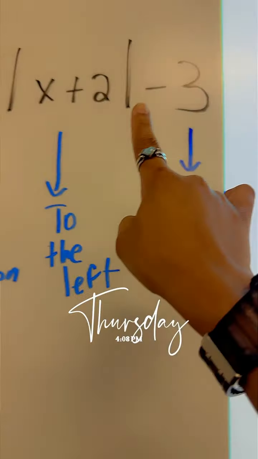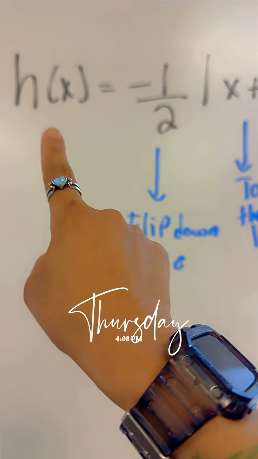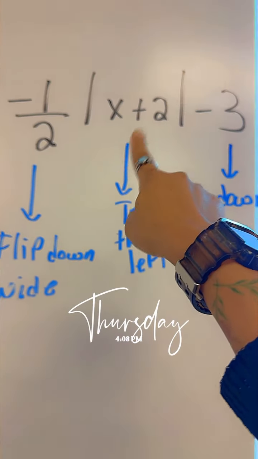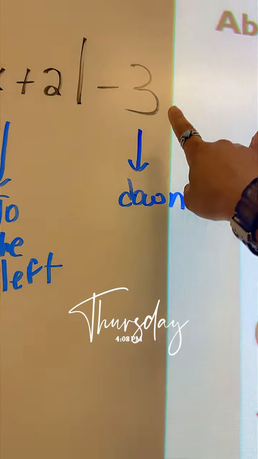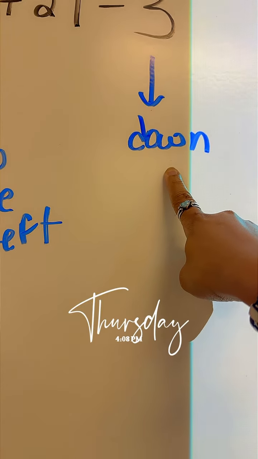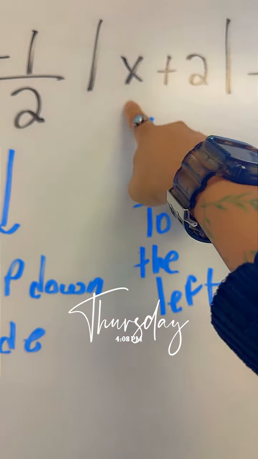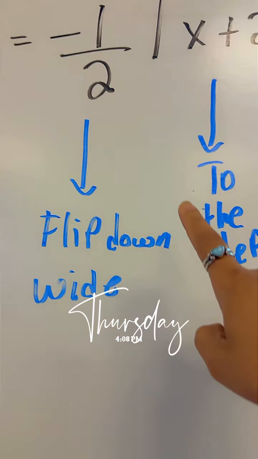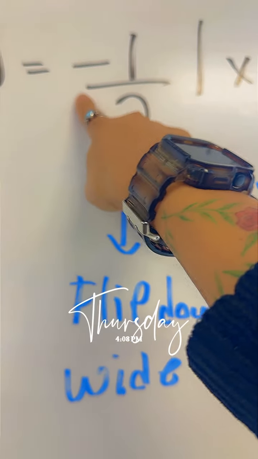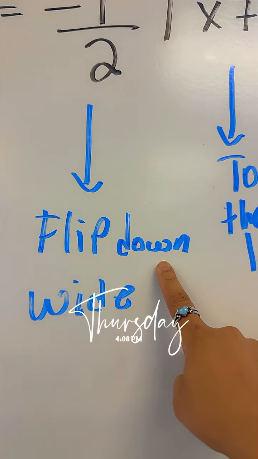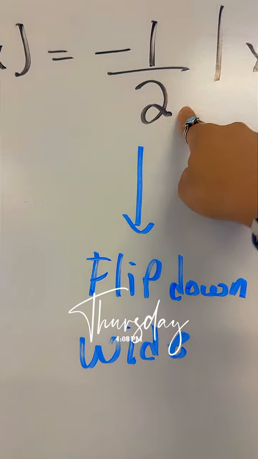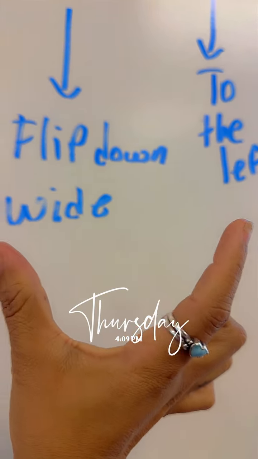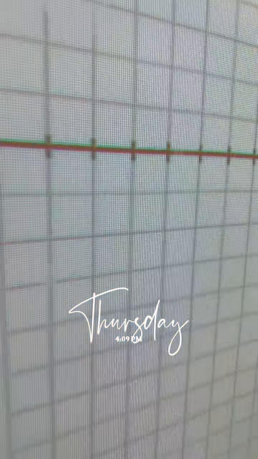If we're given this example, h of x equals -1/2 times the absolute value of x plus 2, minus 3. I know that the -3 is going to go down 3 units. I know that if I substitute a -2 for x, that will tell me I'm going to go to the left 2 units. I know that the negative in the front tells me it's going to flip down along the x-axis. And I know that 1/2 tells me it's going to have a wide graph. So my absolute value will be wider, okay? So now let's go ahead and graph that.